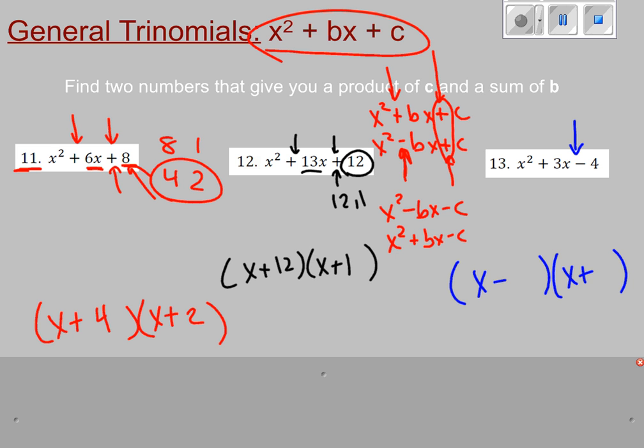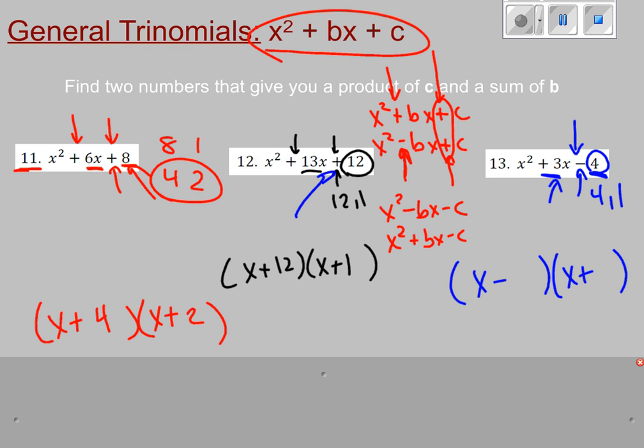So now I also think about it a little bit differently. I also think about what multiplies to 4. But now, instead of having addition here, I want to think about what subtracts to 3. So what multiplies to 4 but subtracts to 3? Well, 4 and 1. 4 times 1 gives me 4. 4 minus 1 gives me 3.